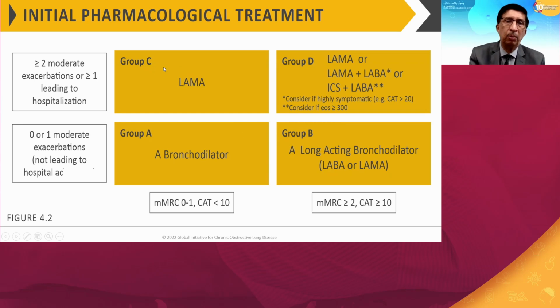They come at group C, where they've already had 1 or 2 hospitalizations and are already at an MRC of 5 and a CAT of 15. Now, these patients are straight away started on long-acting muscarinic agents. And finally, group D, where you may need to combine a long-acting muscarinic agent with a long-acting beta agonist, and sometimes use corticosteroids also, for which there are particular rules for us.